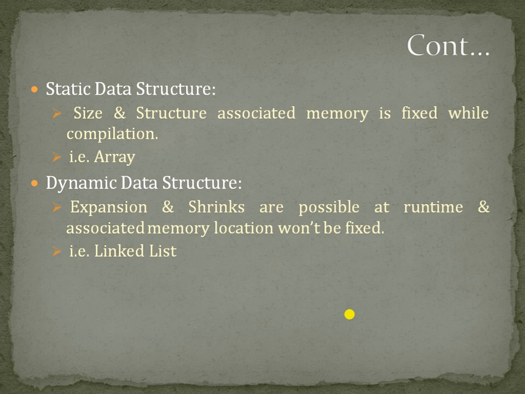Static data structure. If the size and structure-associated memory is fixed at compilation, then it is known as static data structure. An example of static data structure is array. Dynamic data structure. In such kind of data structure, expansion and shrinking are possible at runtime and the associated memory location won't be fixed. The example of dynamic data structure is linked list.